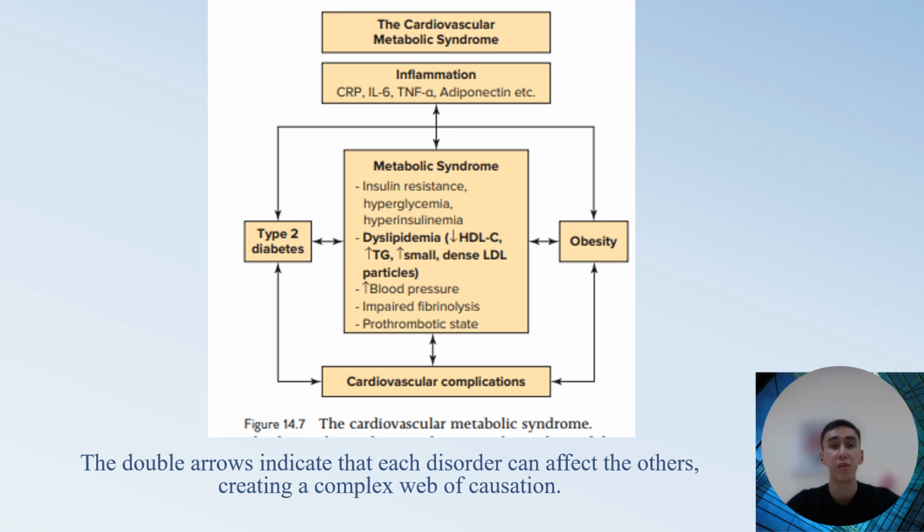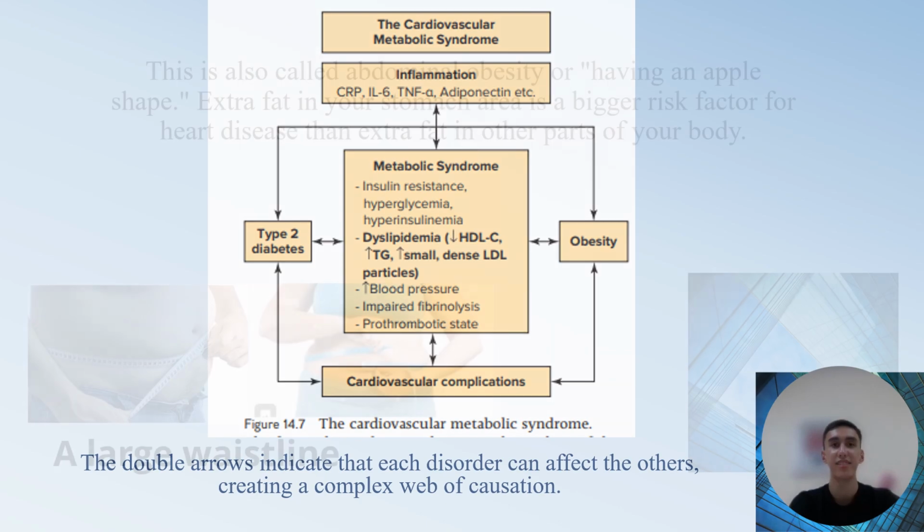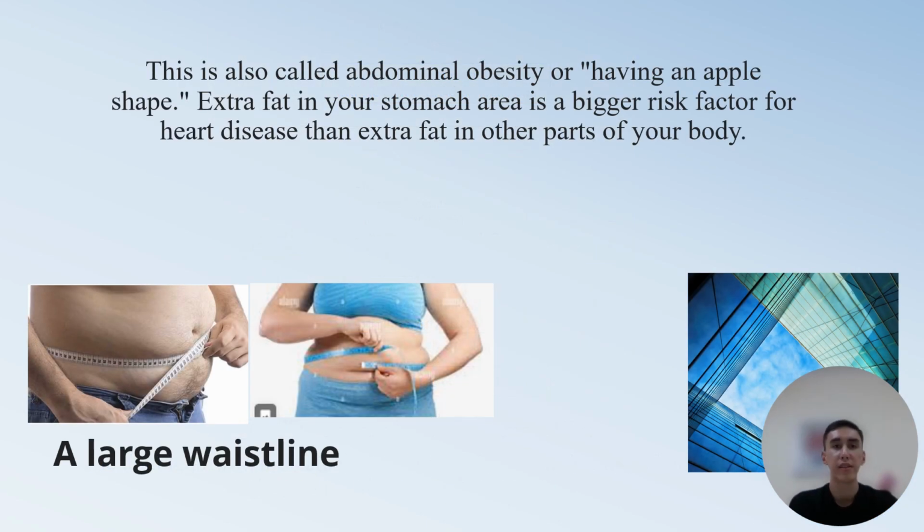The figure shows the complex interrelationships of the various metabolic disorders. The double arrows indicate that each disorder can affect the others, creating a complex web of causation. A large waistline is also called abdominal obesity or having an apple shape. Extra fat in your stomach area is a bigger risk factor for heart disease than extra fat in other parts of your body.